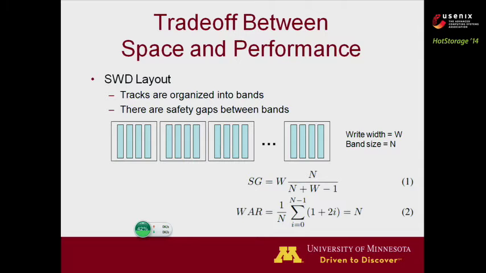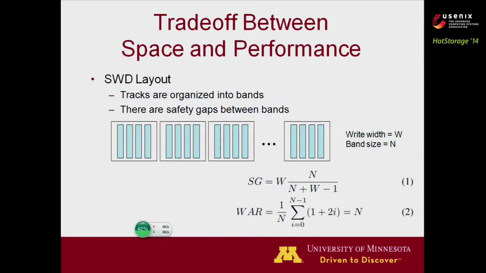To understand the characteristics better, I'll show the trade-off between space and performance. If you think of all the chunks as one contiguous big space, and you continuously write data into your chunks, then when you want to update the first chunk, for example, you have to update all the following chunks, and that is terrible. So what we do is organize the chunks into bands. Each band consists of a specified number of chunks, and between bands you will have safety gaps.